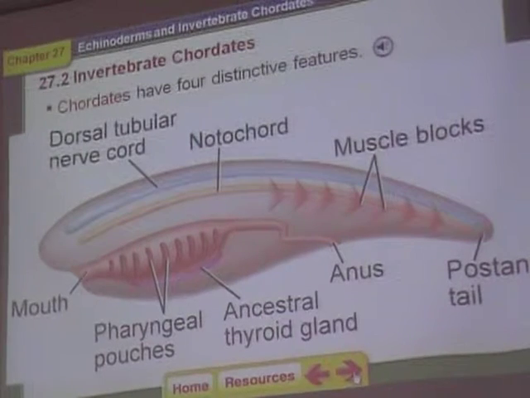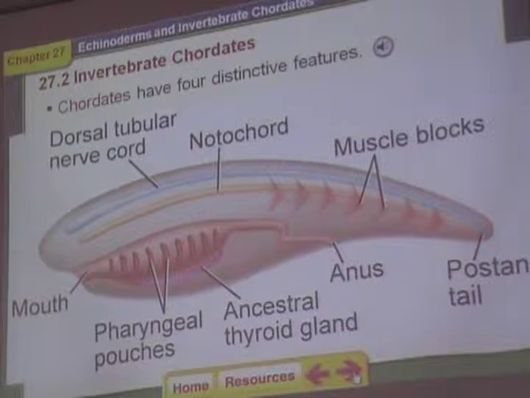So, what are these things? Well, all chordates have 5 or so characteristics. There are more characteristics than that, but there are about 4 or 5 of them that we say are unique to the chordates. And here they are. They're all shown on this diagram. All chordates have a dorsal tubular nerve cord. A nerve cord that runs down their back. Dorsal means down the back.